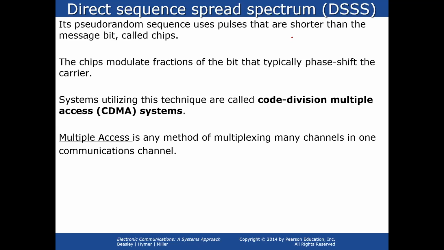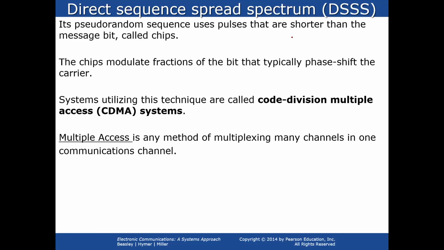Usually the systems that are using DSSS are called code division multiple access. And what we mean by multiple access is that you're allowing multiple users to use the same communication channel. So you only have one channel, and multiple users are using that channel at the same time.